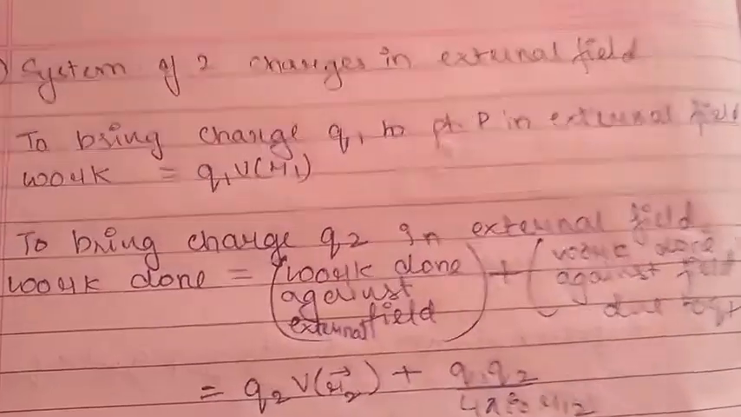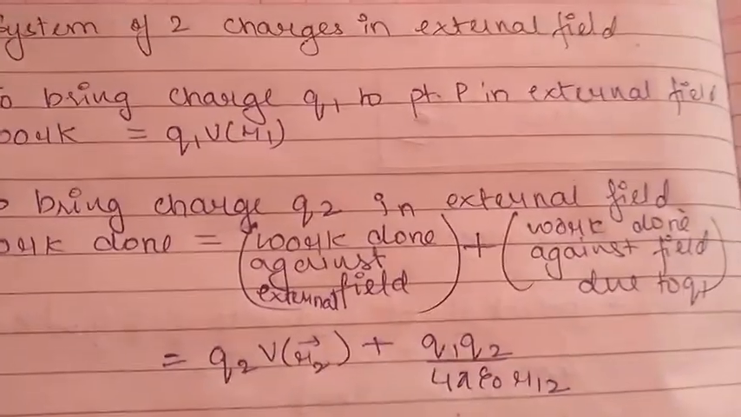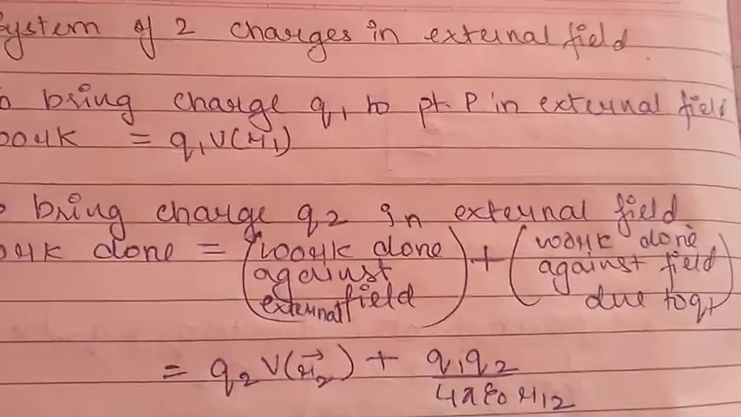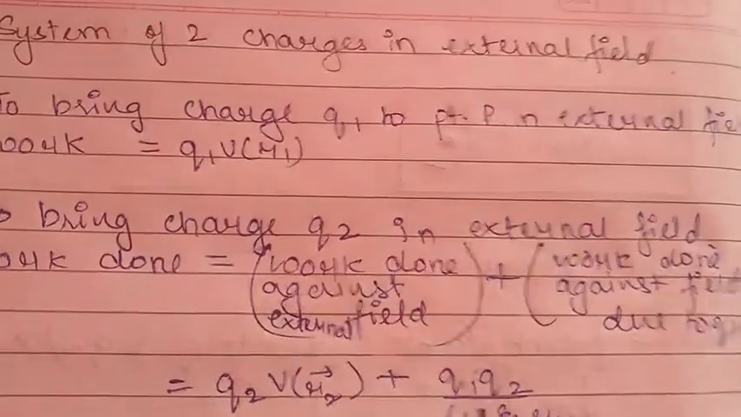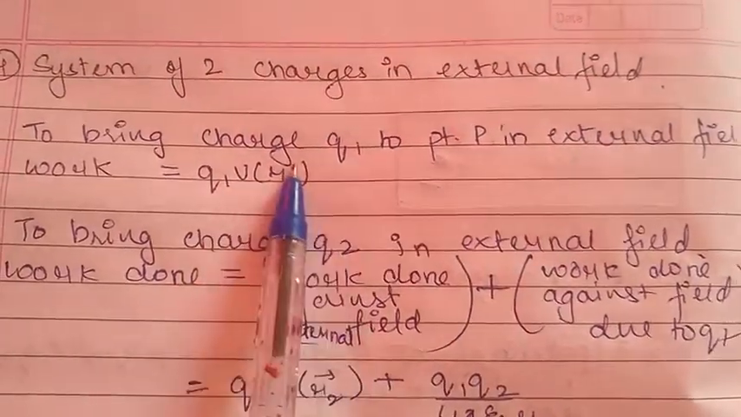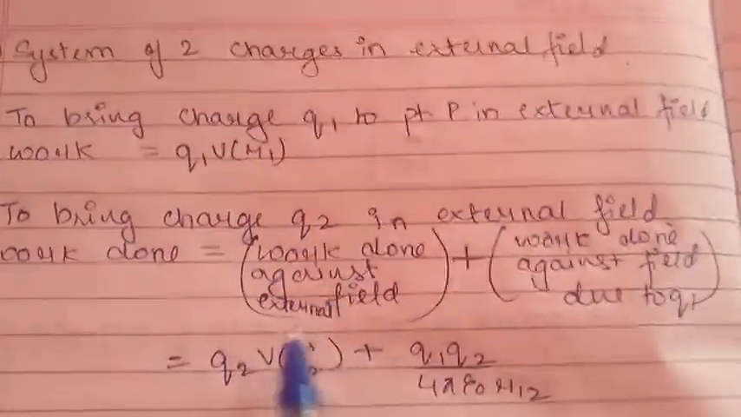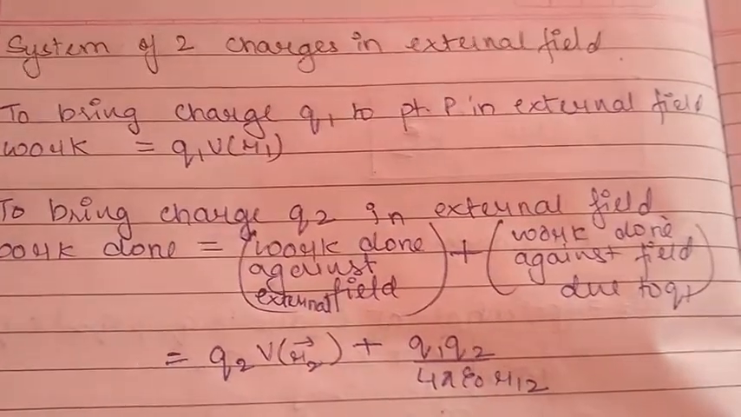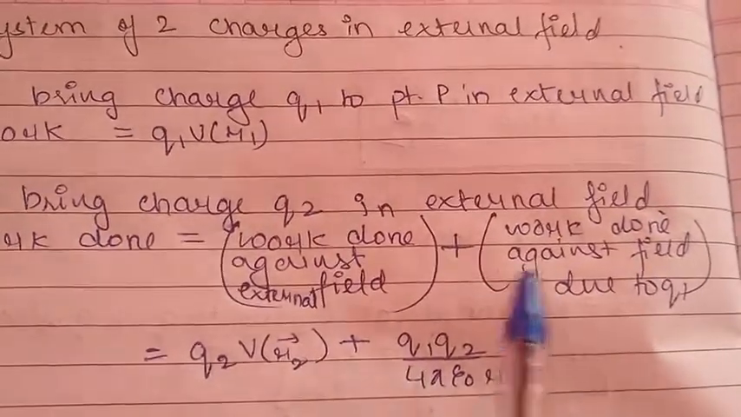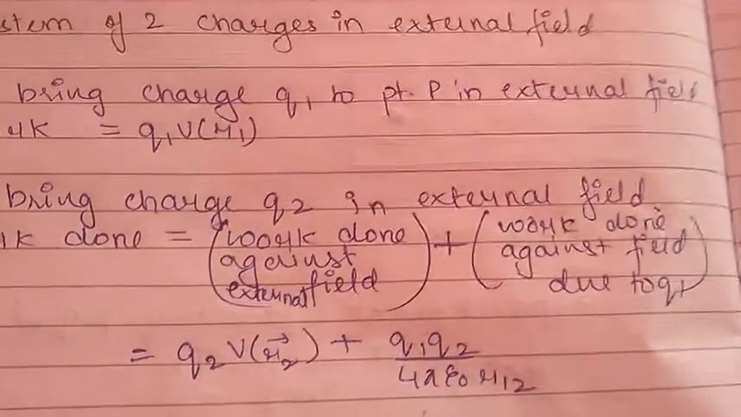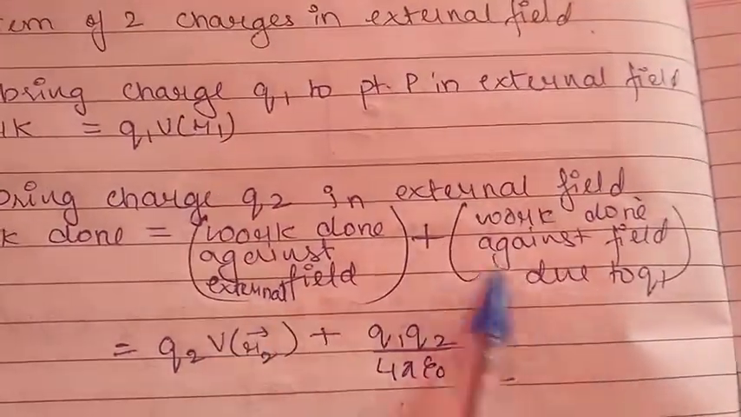Now, if you consider two charges, there is some external field there. First you have to bring q1 to point P in the external field, so q1 into the potential due to that field. Now, you have to bring the second charge, q2, in that external field. Then the work done will be, first of all, the work done against that external field, which will be there in every case, plus the work done against the field due to q1. Already q1 is there, so it will also create a field. So the summation of these two work done.